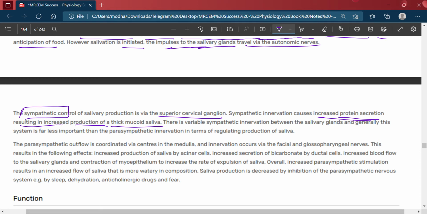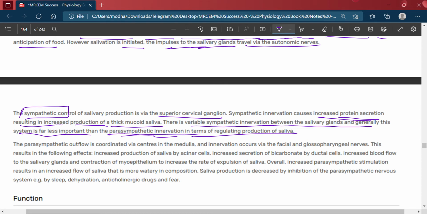Now, there is variable sympathetic innervation between the salivary glands, and generally this system is far less important than the parasympathetic innervation in terms of regulating the production of saliva.